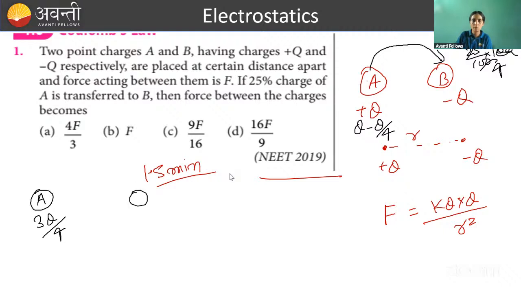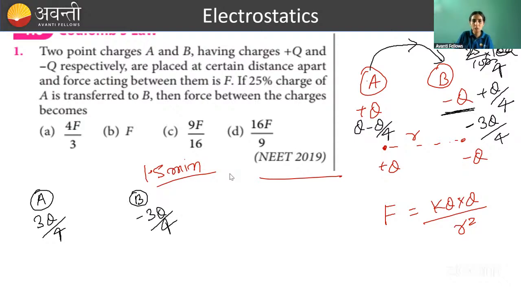Now let's talk about B. What is happening to this Q by 4 charge? It is getting transferred to B. B was having originally charge how much? Minus Q. And how much charge it is gaining from A? Plus Q by 4. So what will be its value? Its value will be minus 3Q by 4. So now this has a charge of minus 3Q by 4.